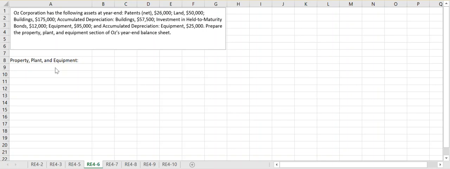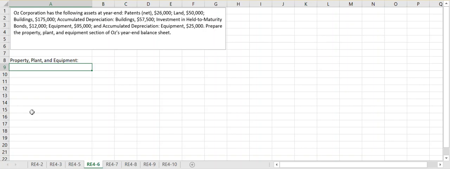In this example video, we're going to look at review exercise 4-6 and put together the property, plant, and equipment section of the balance sheet. The property, plant, and equipment section is where we list any fixed assets that we have, so things like land, equipment, buildings, machinery, and any associated accumulated depreciation on those assets.